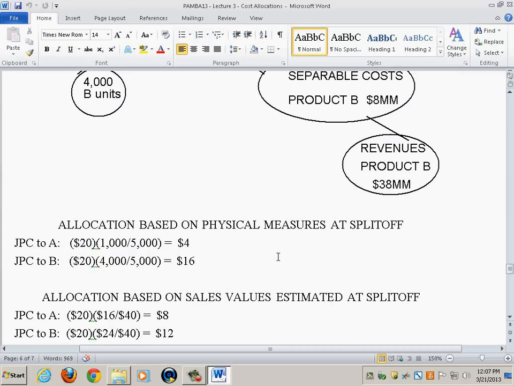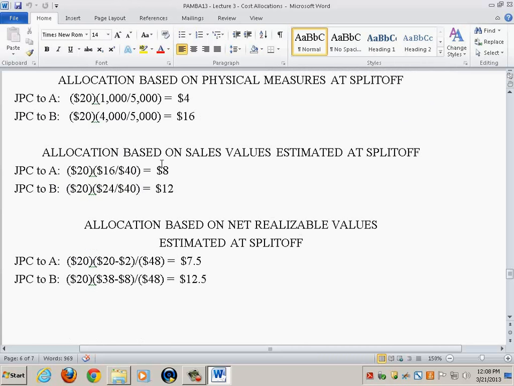Now, why do we use physical measures to allocate the costs? Because they are there. They're numbers, that they're there. There's no really logical reason to believe a priori that the 20 million have to split by the ratio of the physical number of units of the respective products, but it's one arbitrary way to do it. Let's look at two other methods.